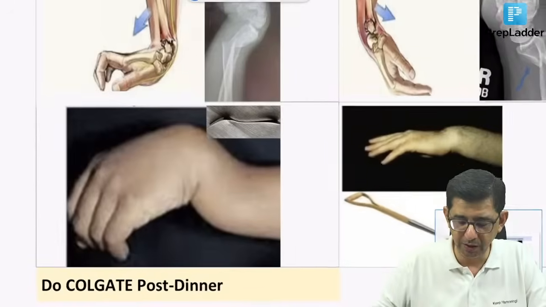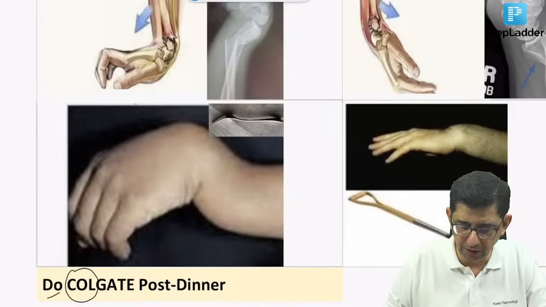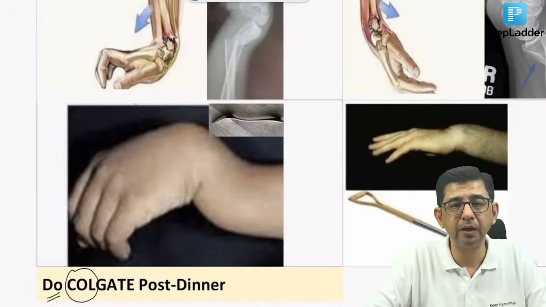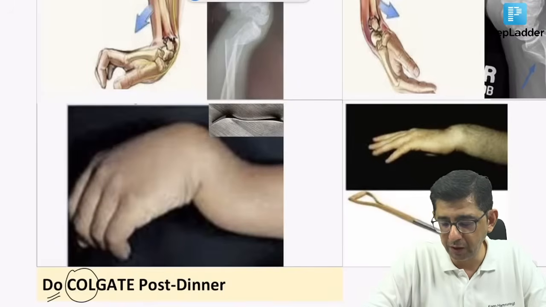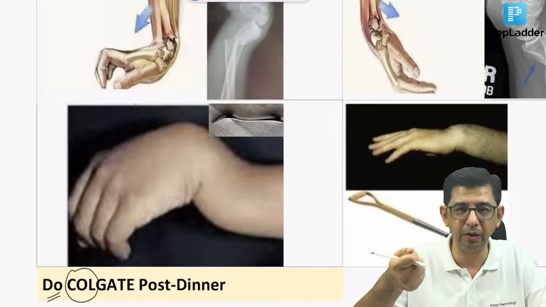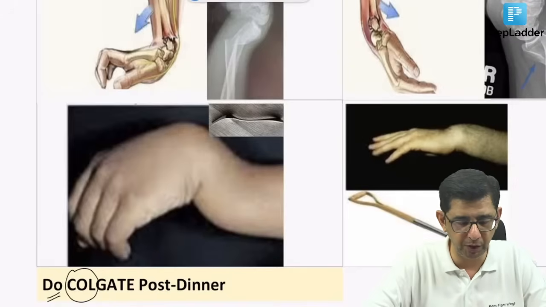So what I mean is that in Colles fracture it would be a dorsal angulation that happens, and the dinner fork deformity is what I'm talking about. Like the dinner fork is kept upside down, that's why the dinner fork deformity would be present.